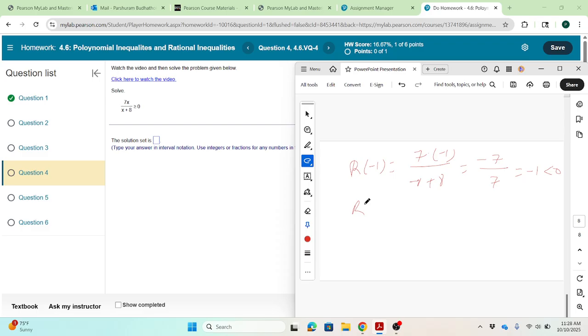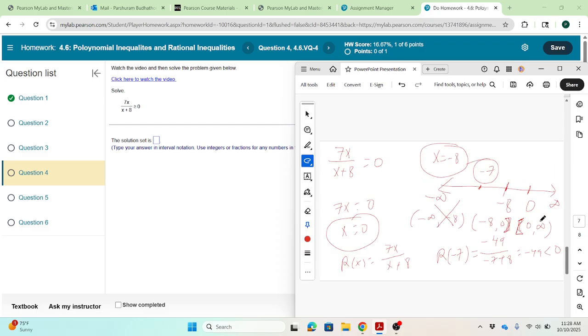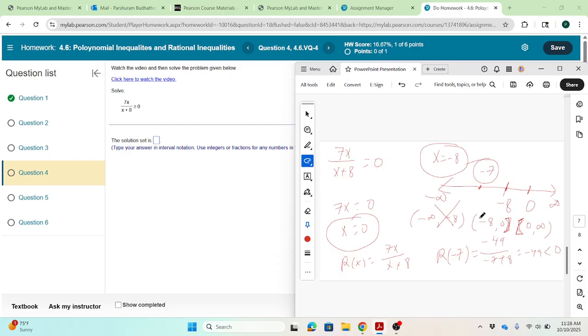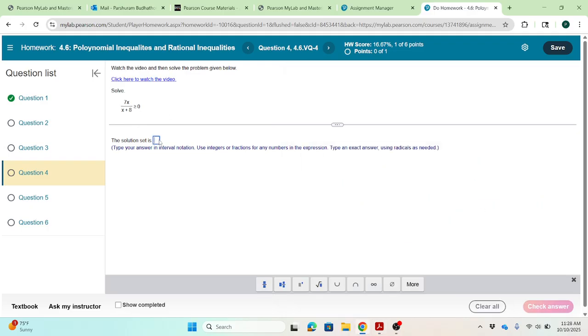Now we pick something from here which is greater than 0. Let's pick 1. At 1, it's 7 times 1 over 1 plus 8, which is 7/9, which is greater than 0. That's the reason the solution of this rational inequality is the third interval, including 0 and going up to +infinity. So that's the solution.